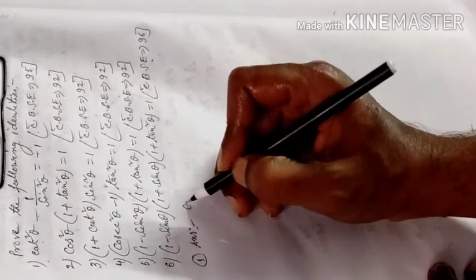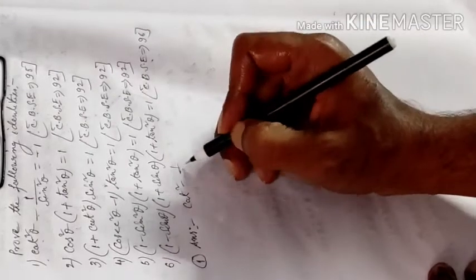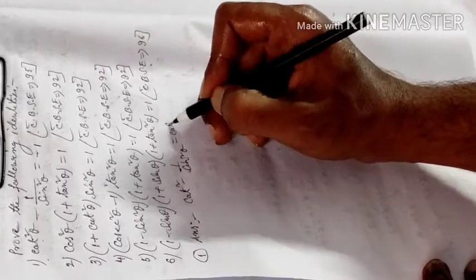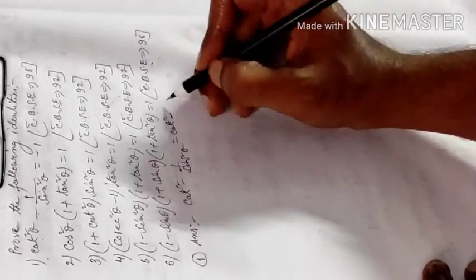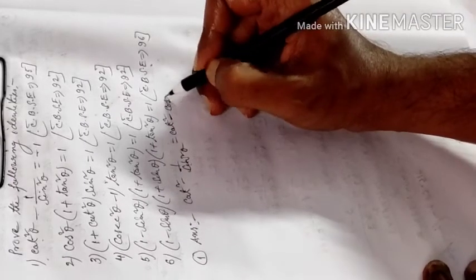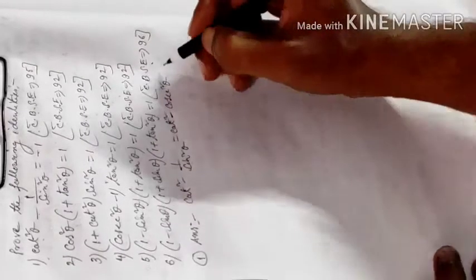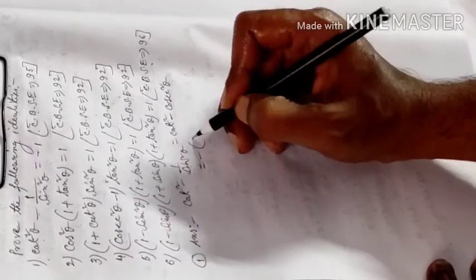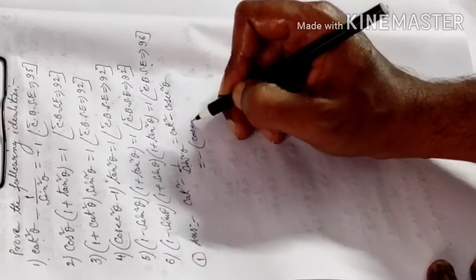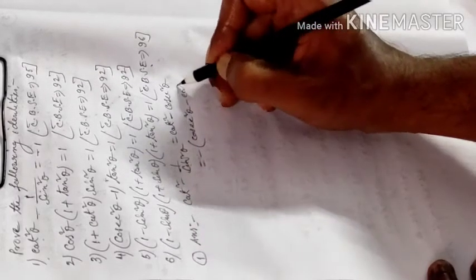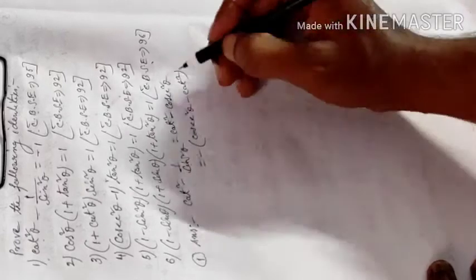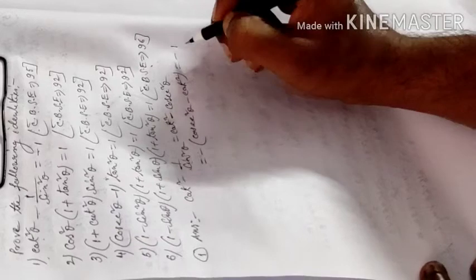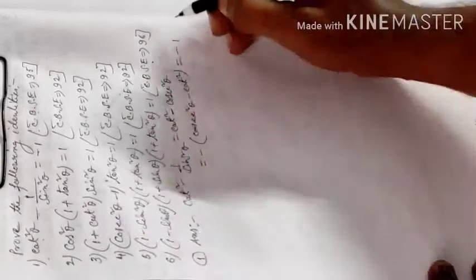Cot square theta minus 1 by sin square theta is equal to cot square theta minus cosec square theta, since 1 by sin square theta is equal to cosec square theta. So if you take minus 1 common, then cosec square theta minus cot square theta. We know that cosec square theta minus cot square theta is equal to 1, that is minus 1. Okay, first proved.